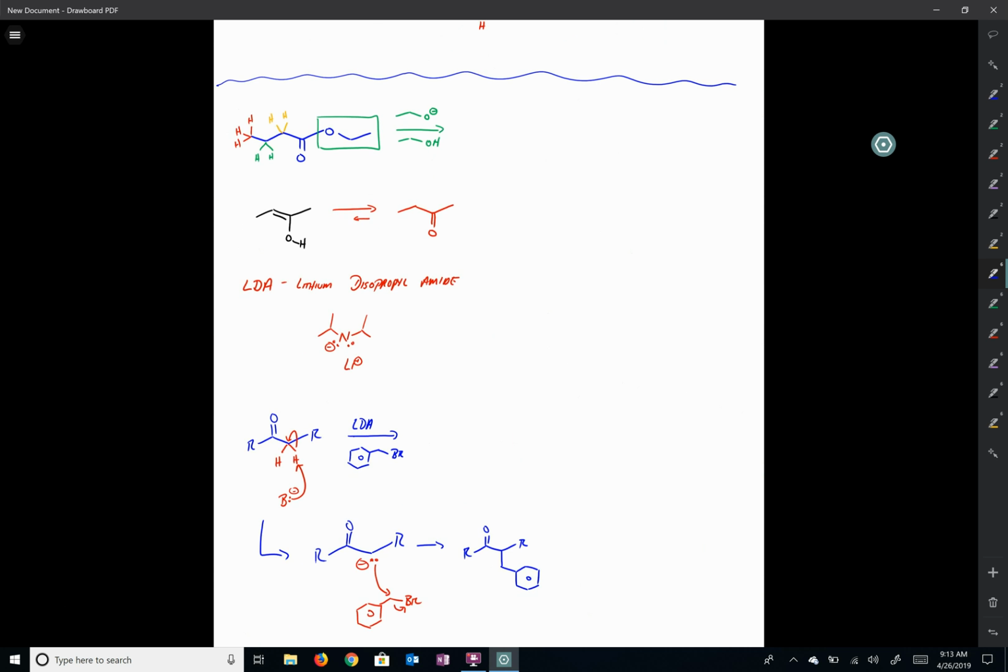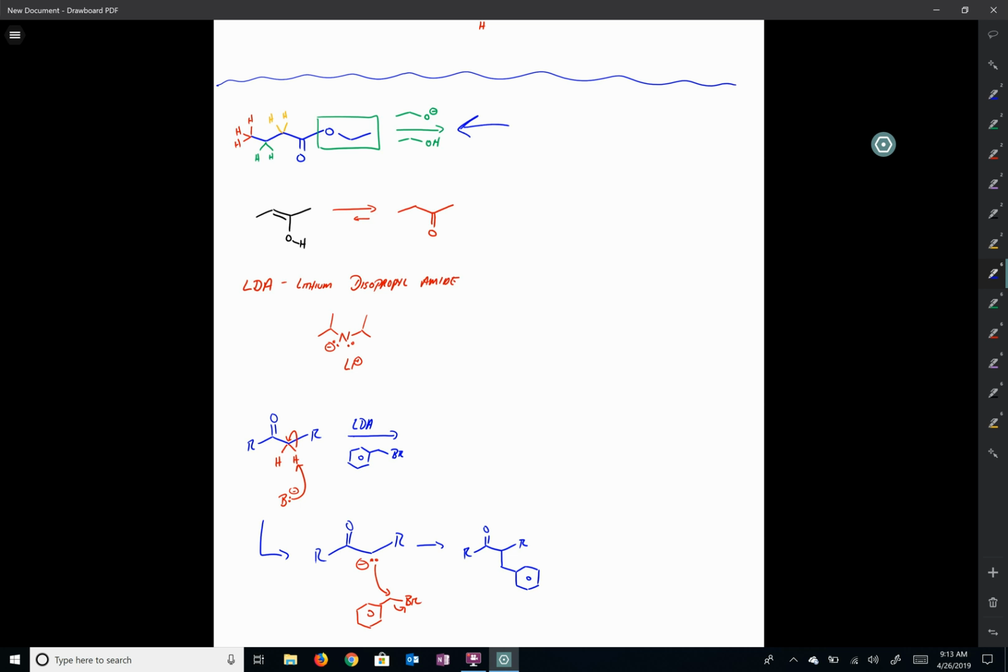Okay, so if you remember, the theme of chapter 22 is, once we generate these carbonyl compounds, which we talked about in the previous chapters, how can we start to use these carbonyl compounds to build larger molecules from them? And up at the top here, we talked about where the most acidic hydrogen is.